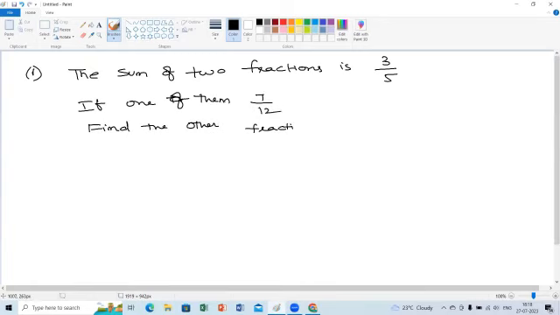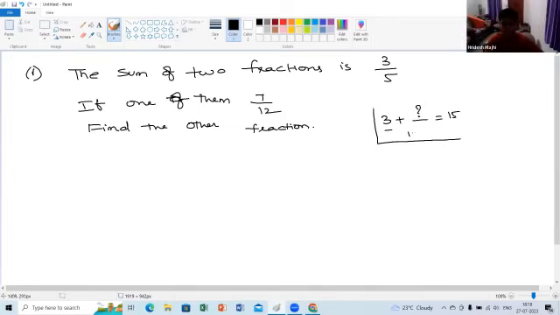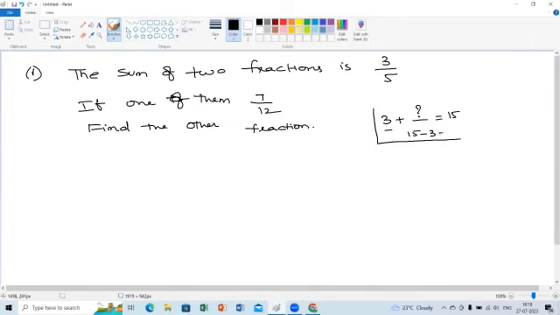This is a question we already learned in your lower classes, but we were not doing it for fractions. Generally, suppose the sum of two numbers is 15. One of the numbers is 3. Find the other number. What will you do, children, to find the unknown number here? Ma'am, LCM. Teacher, 15 minus this 3. In this case 15 minus 3, because they are natural numbers, you can subtract.